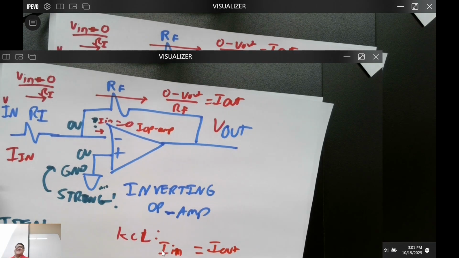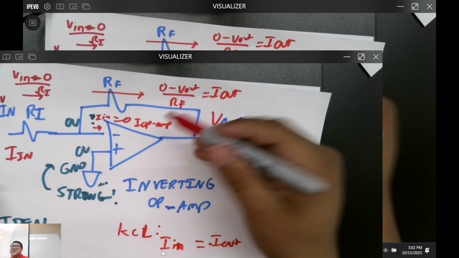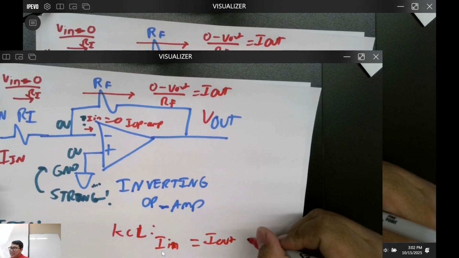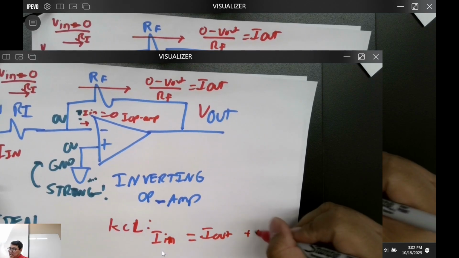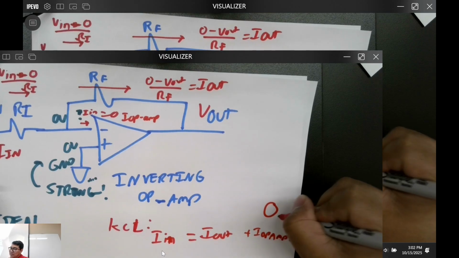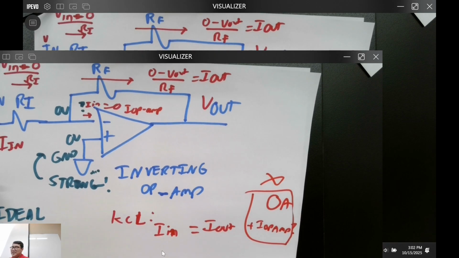Congrats, you did it. Not that hard, right? Very simple. There's another current going out, right? It's this op amp current, but we just set it to 0. So you could put that right there, plus I op amp, but this is actually equal to 0. Don't worry about this. Does that make sense?